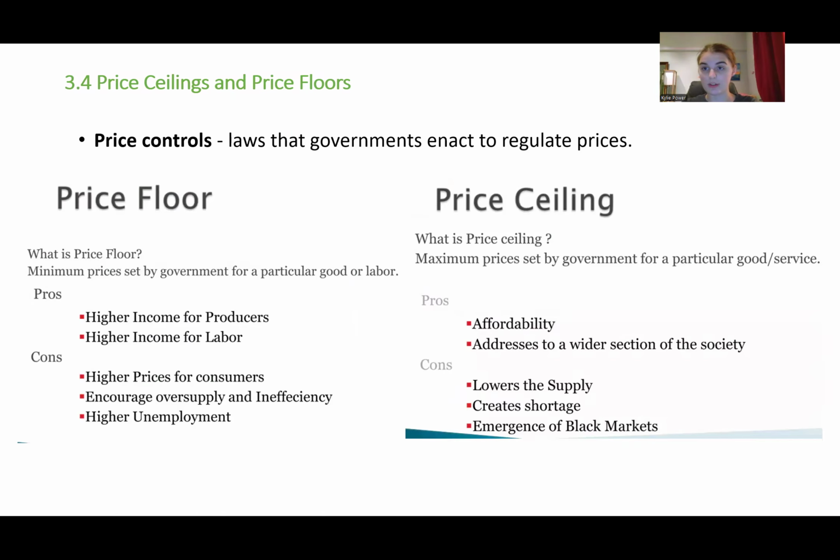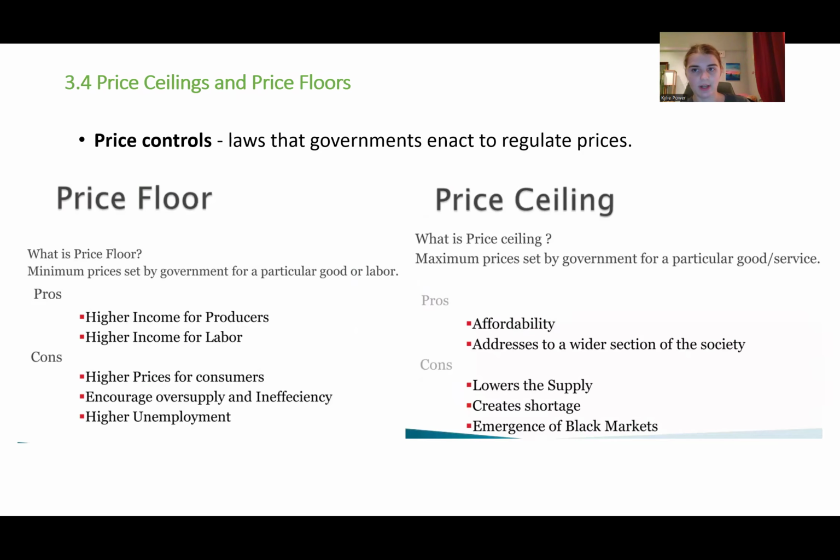So one of the big things we also have is price ceilings and price floors. So you gotta think about a ceiling and you gotta think about a floor. Price floors and ceilings are both called price controls. So they're laws that the government will enact to regulate prices and make sure things are running and operating how they should be. A price floor is the minimum price set. So that's a minimum thing. A price floor is the minimum.